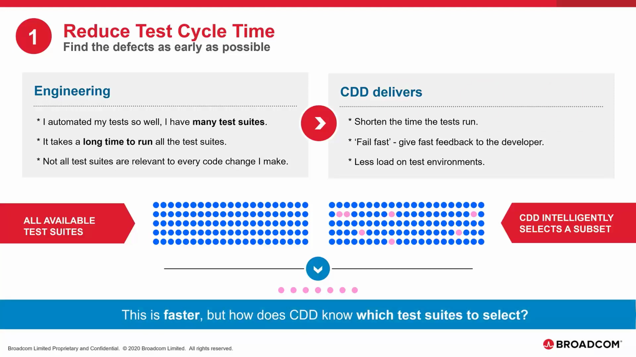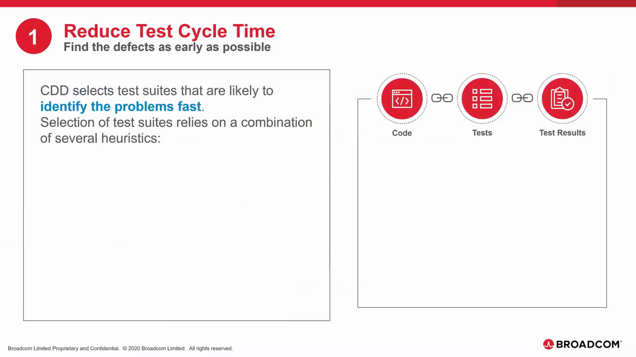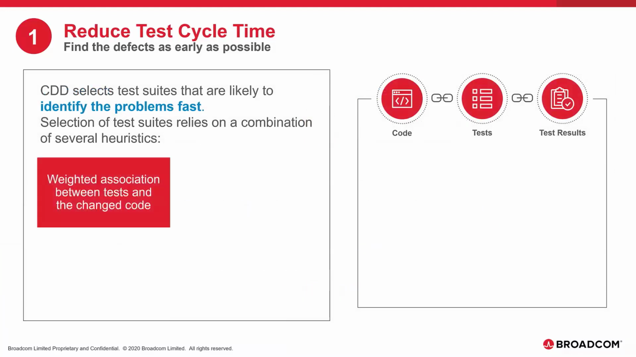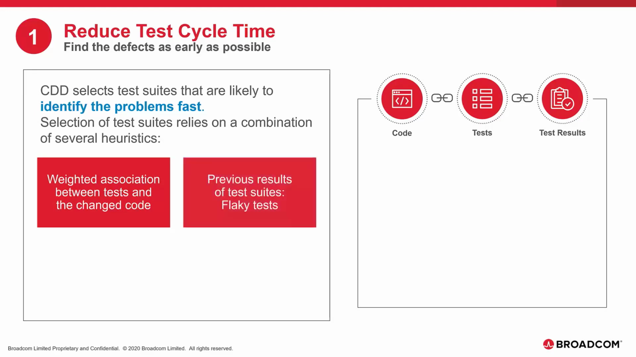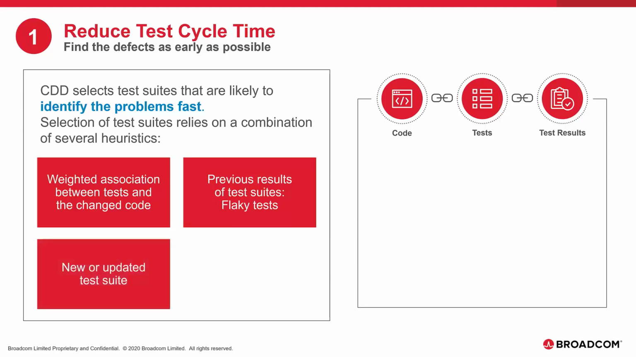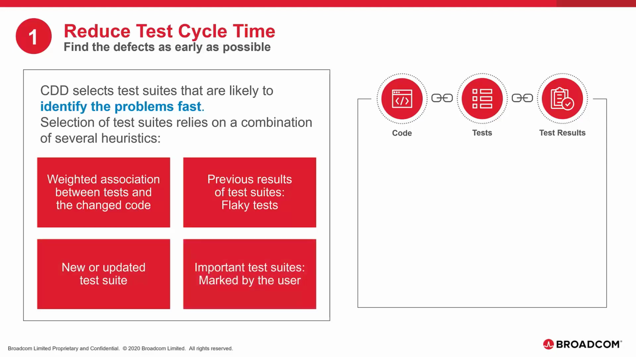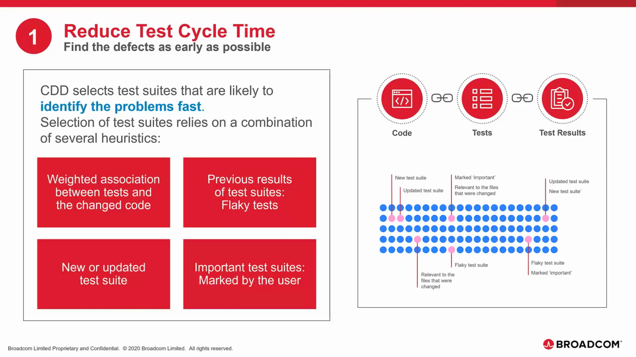So there are several heuristics involved in this process. CDD looks at the weighted association between test and the changed code. We look at the previous results of a test run, also known as flaky tests. We also consider newer updated tests and important tests that you, as a user, mark to run in every test cycle. Together, these heuristics provide a subset of tests to be run in the next test cycle. So let's look at each of these in a little more detail.